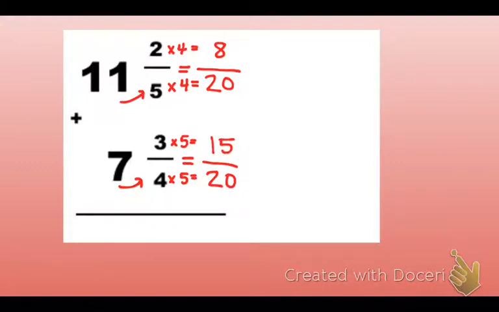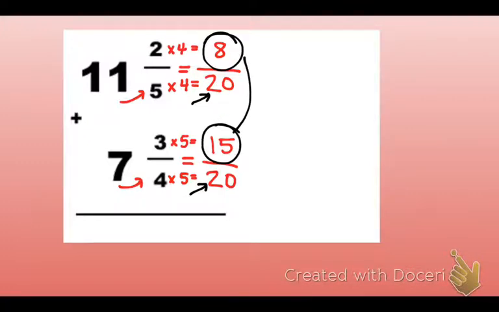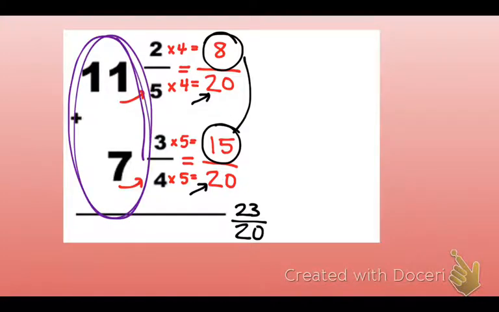Our next step is to go ahead and add these numerators now that I have the denominator the same. 20 there, 20 there. I can just take this 8, I can take this 15, add 8 plus 15, which is equal to 23. I'll go ahead and write this right here. I'm kind of running out of room a little bit. 23/20. Next step is to go ahead and add these whole numbers. So I have 11 plus 7. Remember, I'm writing these whole numbers as large as I write the fraction. So 11 plus 7 is 18. I'm going to write 18 and 23/20.